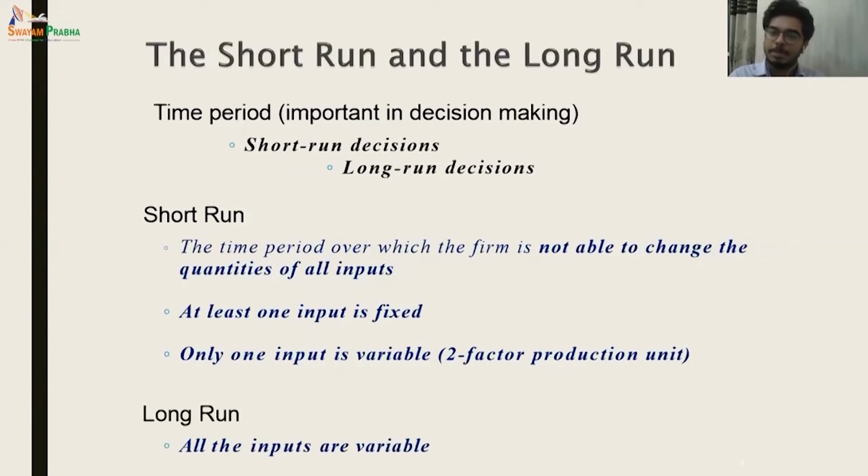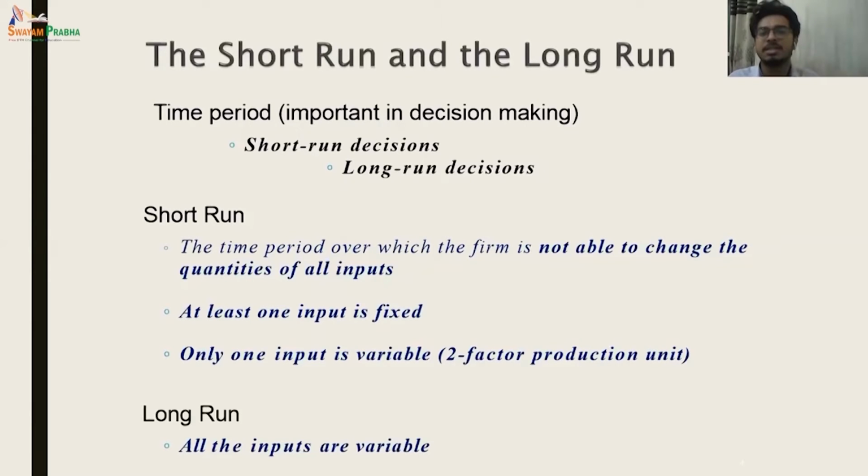There are two types of production process or production function based on the time period. It is very important in decision making how long a time you have to make certain decisions in terms of your production process or inputs or outputs. These two are short-run decisions and long-run decisions.